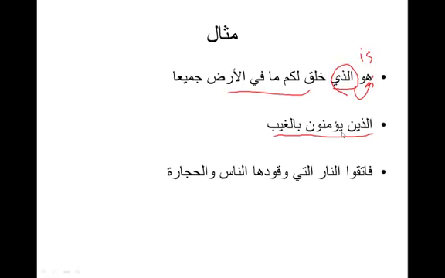الَّذِينَ يُؤْمِنُونَ بِالْغَيْبِ. So it's describing a word with a complete sentence. Again, يُؤْمِنُونَ بِالْغَيْبِ. They believe in the unseen. That's a complete sentence. فَاتَّقُوا النَّارَ الَّتِي.